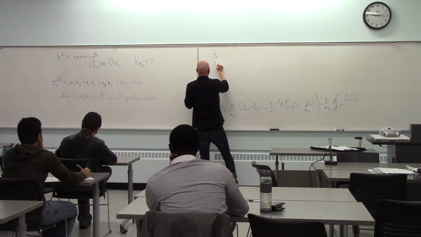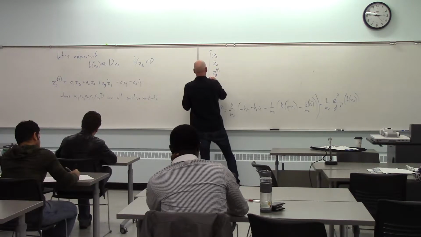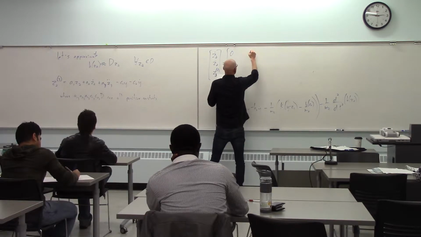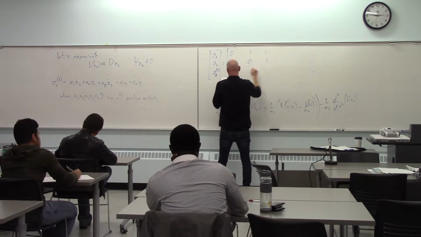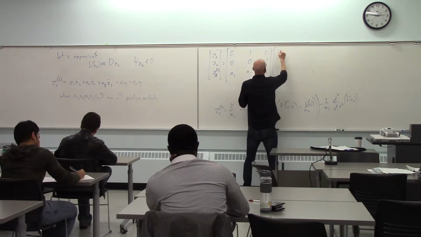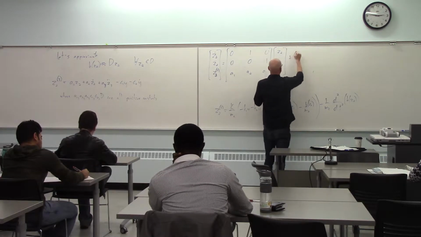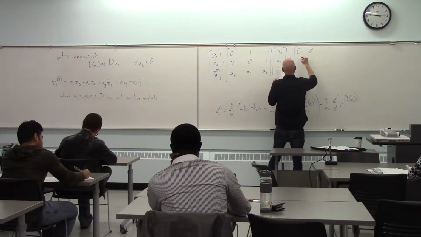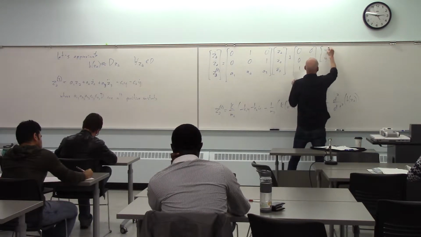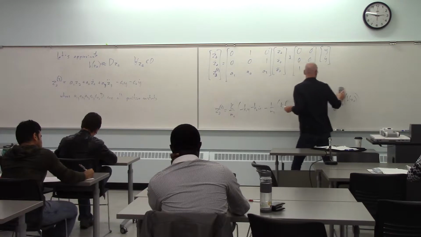So what I get is Z2, Z2 dot, Z2 double dot, differentiated, is equal to the matrix 0, 1, 0, 0, 0, 1, A1, A2, A3 times Z2, Z2 dot, Z2 double dot, plus 0, 0, 0, 0, 1, 1 times Y dot.